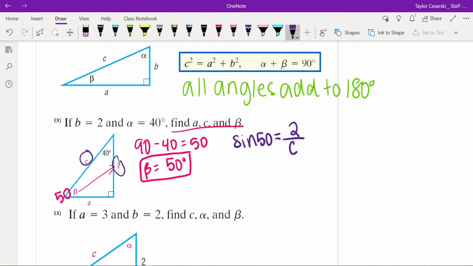Alright, so make sure when you're doing these that your calculator is in degree mode, or the calculator on your phone, whatever you're using there. So I'm just going to type in sine of 50 in my calculator. And then what I'm going to do is multiply, so I get C times sine of 50 equals 2, and then divide both sides by sine of 50. I would do that all before you type it in your calculator. So C ends up being 2.611.